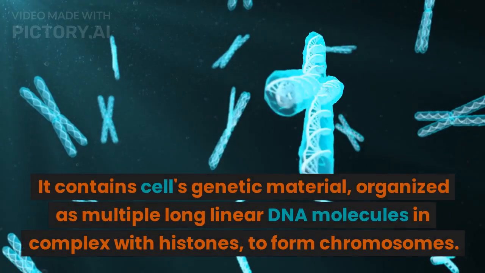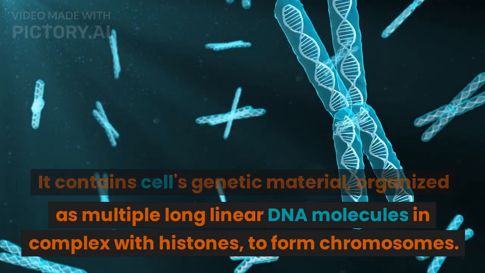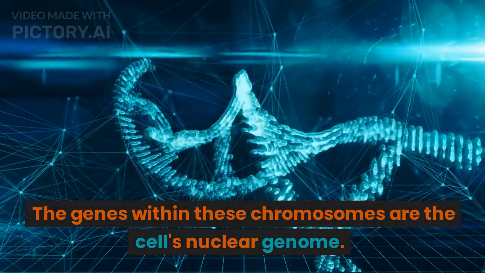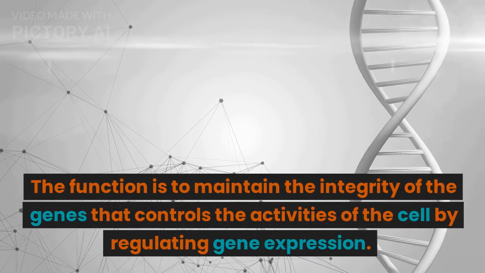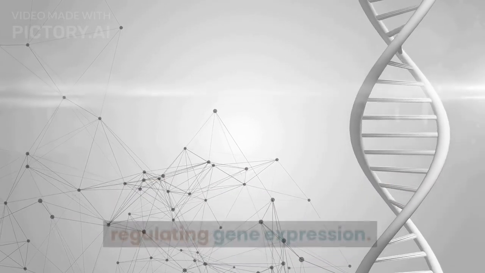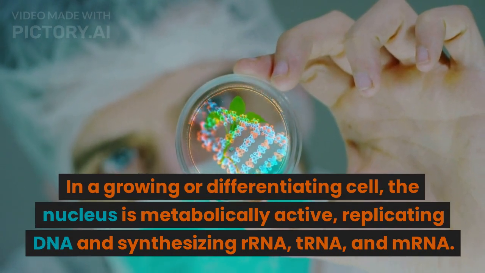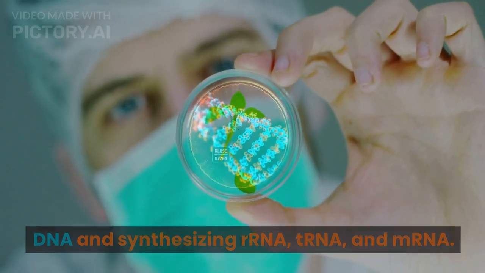It contains the cell's genetic material, organized as multiple long linear DNA molecules in complex with histones to form chromosomes. The genes within these chromosomes are the cell's nuclear genome. The function is to maintain the integrity of the genes that control the activities of the cell by regulating gene expression. In a growing or differentiating cell, the nucleus is metabolically active, replicating DNA and synthesizing RNA, tRNA, and mRNA.